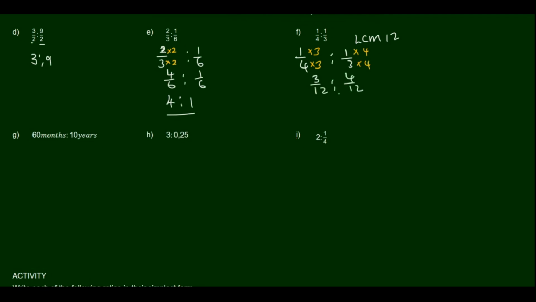Now the denominators are the same, we can just take the numerators. So this ratio reduces to 3 is to 4.